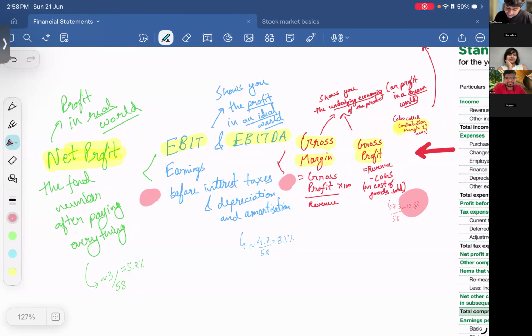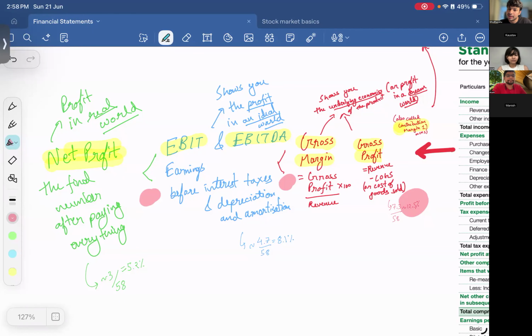So gross profit, we've already calculated, which comes out to be 12.5% in this case for DMart. Now, for EBITDA, it stands for earnings before interest, tax, depreciation, and amortization. For those of you who do not know the words depreciation and amortization, it is simply wear and tear. Depreciation happens for a physical asset, amortization happens for an intangible asset, but both of them basically mean wear and tear. Anything that you have will over time deteriorate.